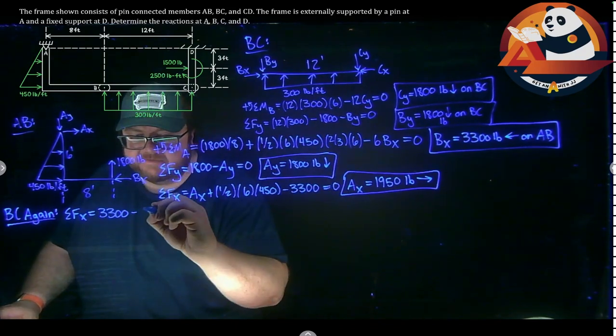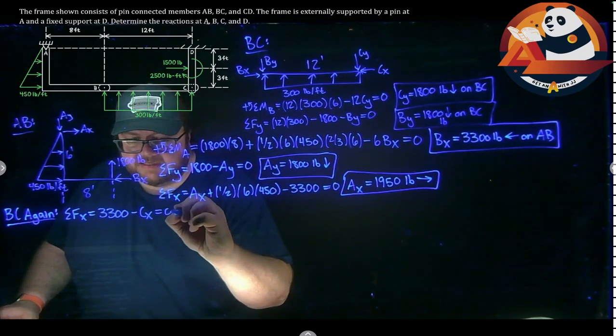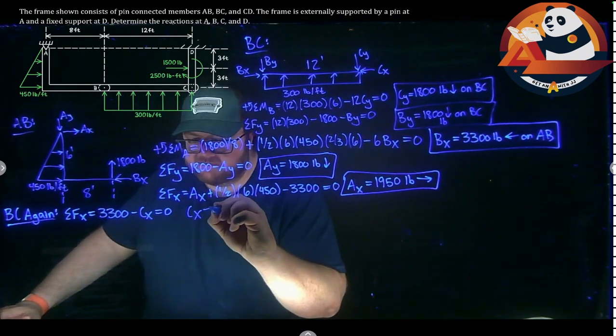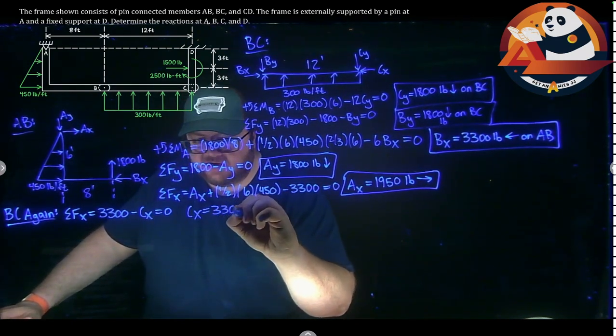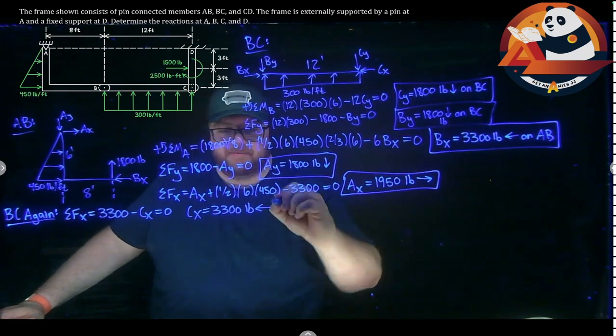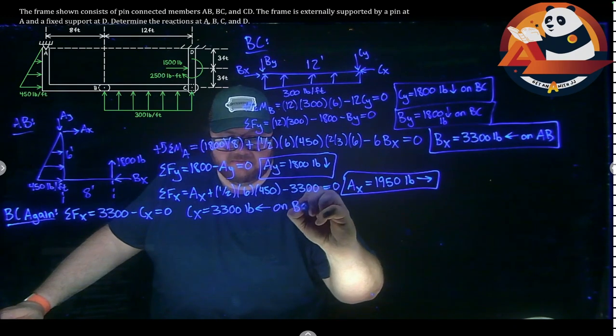minus CX gets us to 0. Or solving for CX, it's also 3,300. CX is 3,300 pounds, and it's going to the left on BC.